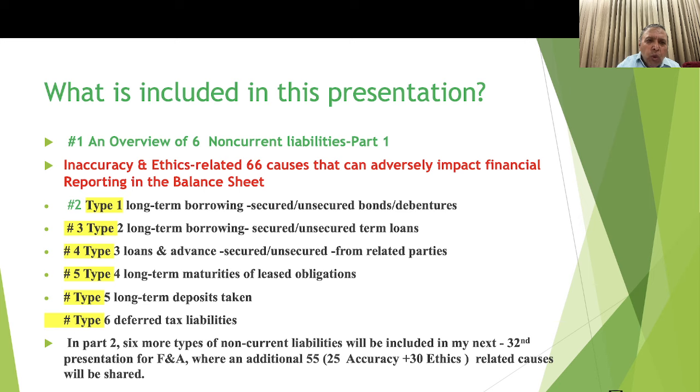In part 2, 6 more types of non-current liabilities will be included in my next presentation for the finance and accounts team, where an additional 55 related causes will be shared.